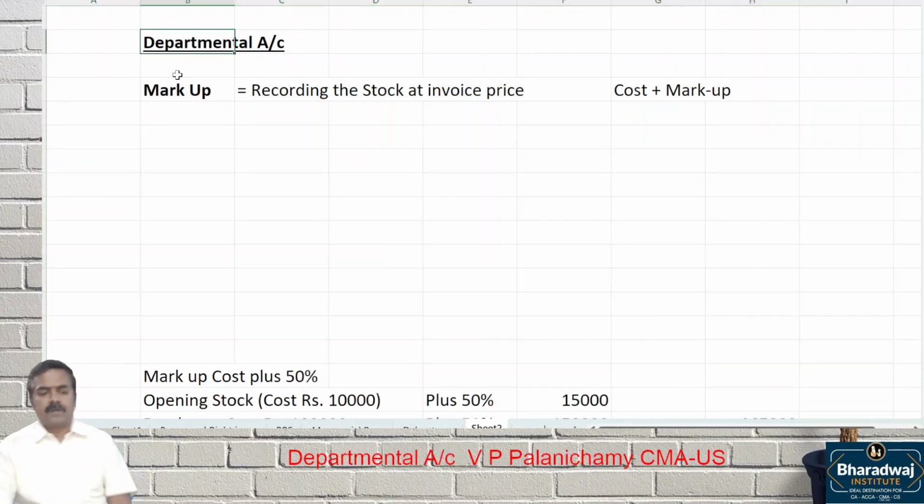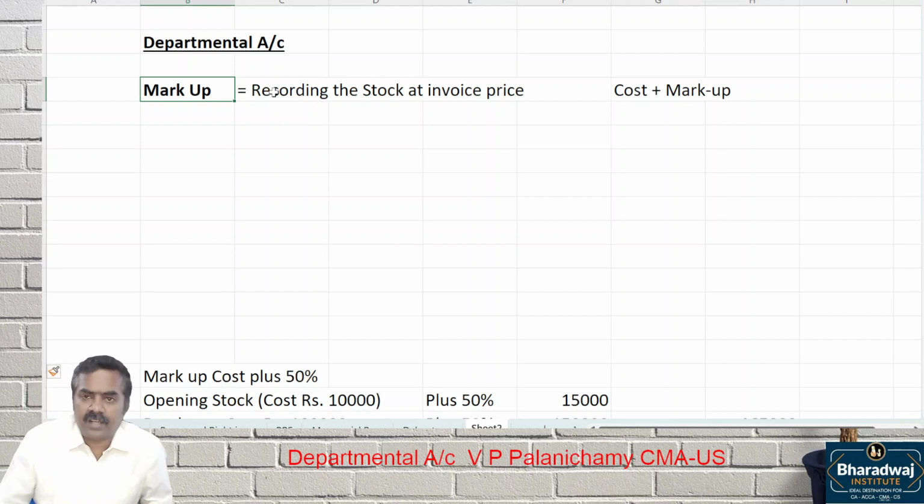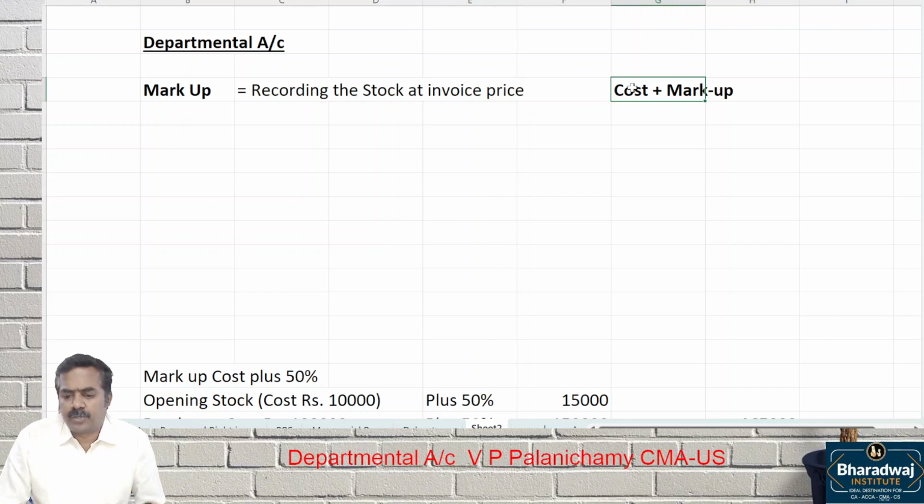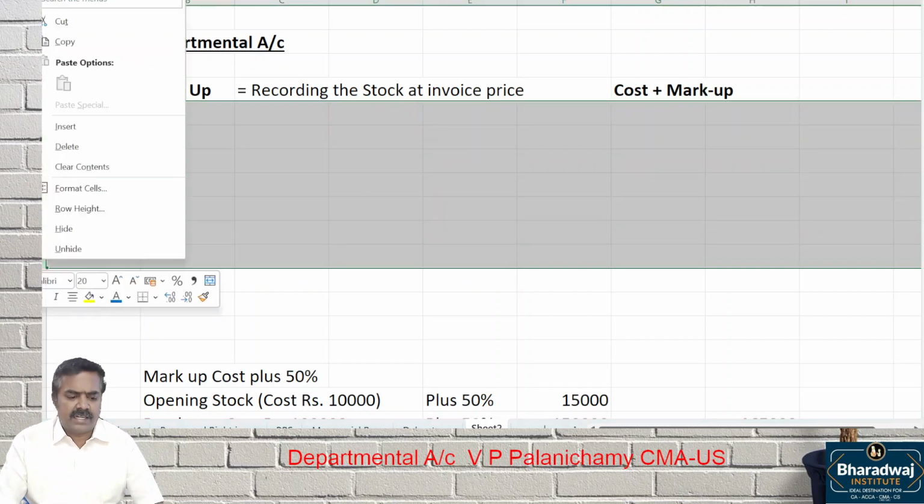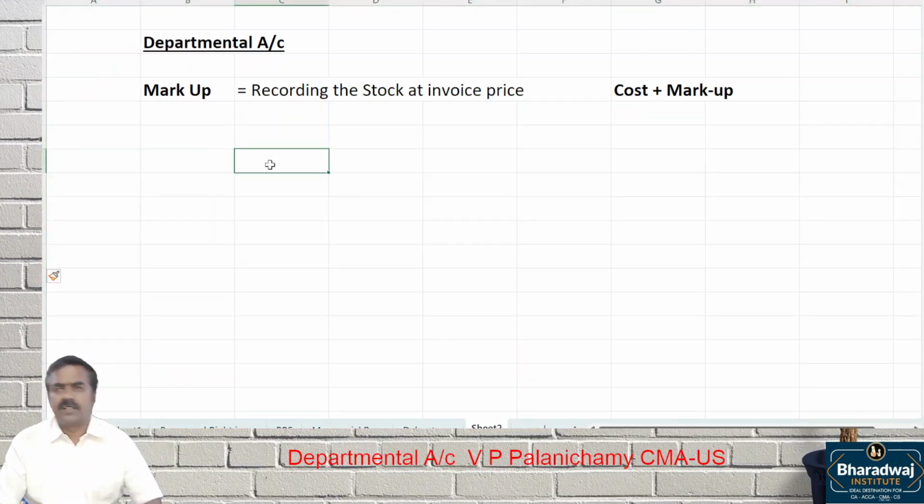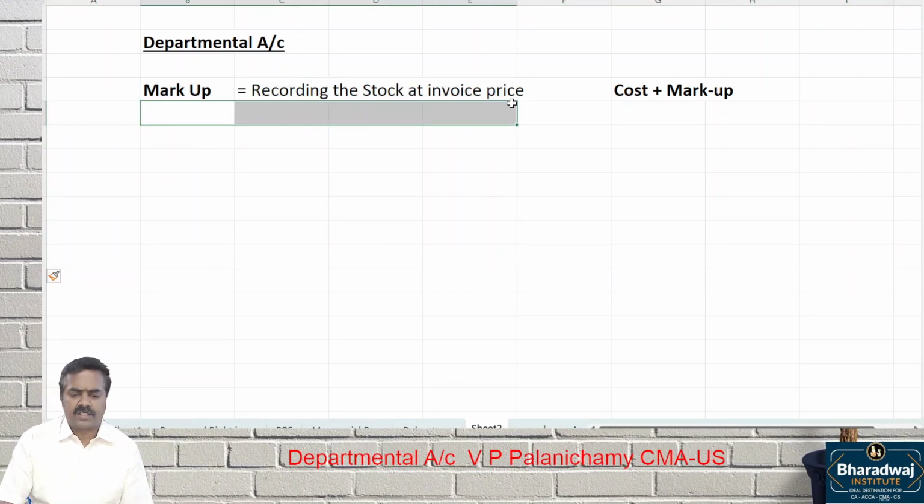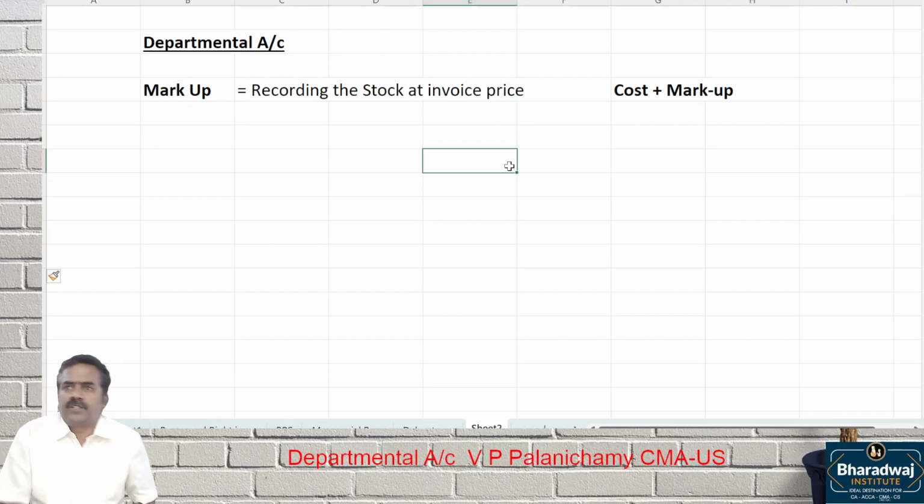Start. Departmental accounts markup. It refers to recording the stock at invoice price. I would have taken the theory directly, then we would not realize the importance or get the grip of it. That's why I've gone for an example. Recording the stock at what price? Invoice price. It is also known as cost plus markup.